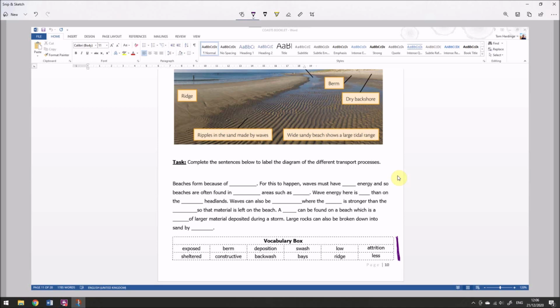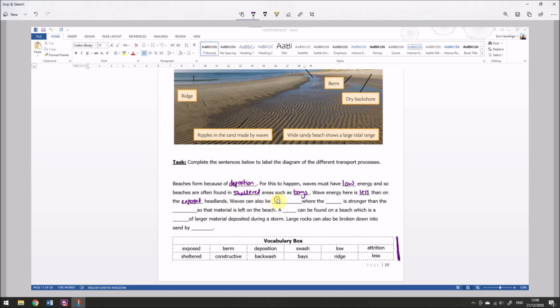Firstly, beaches form because of deposition. That's the first thing that we should have written in here. For this to happen, waves must have low energy, and so beaches are often found in sheltered areas such as bays. Wave energy here is less than on the exposed headlands. If you remember back to the work that we did on headlands and bays, the headlands sticking out to sea absorb the wave energy, so the bays either side of them tend to be quite sheltered.